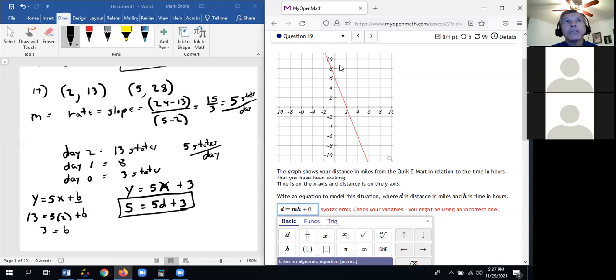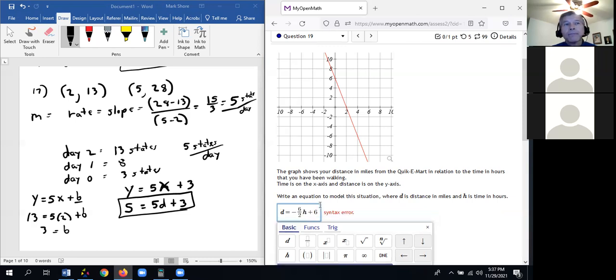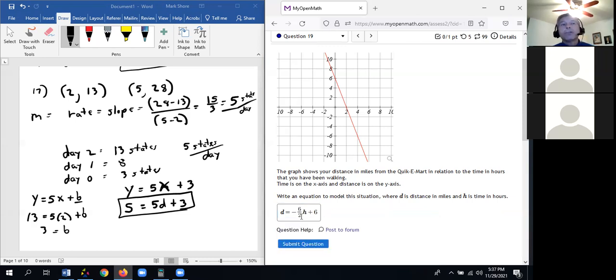See, the height represents the distance from the Quickie Mart. So in 2 hours, he gets there. So let's see what the slope is. He's walked 6 miles in 2 hours. Well, we can put it in like that. So his distance has dropped by 6 miles every 2 hours. Now I know that -6 over 2 is -3. And if we have to, we'll put it in like that.